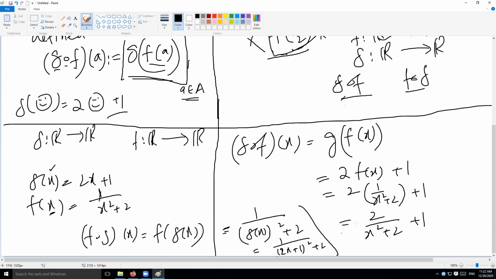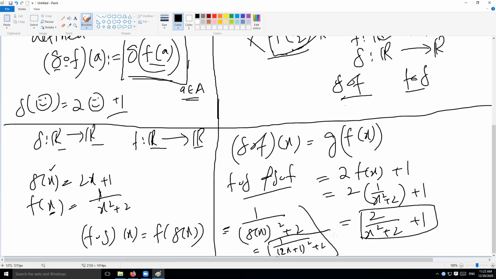And you can readily see that even if there is no trouble of domains and codomains, f composition g is not necessarily equal to g composition f. These two functions are different functions. They are not the same thing.